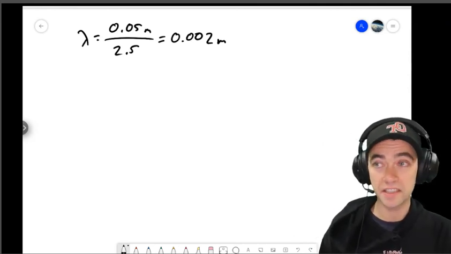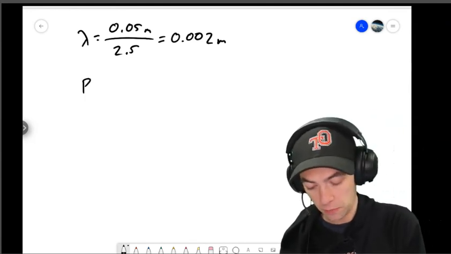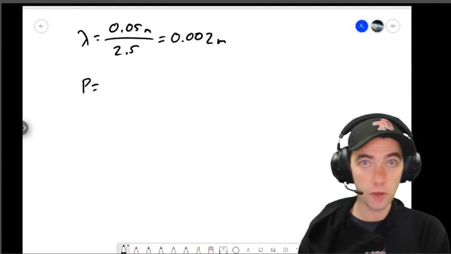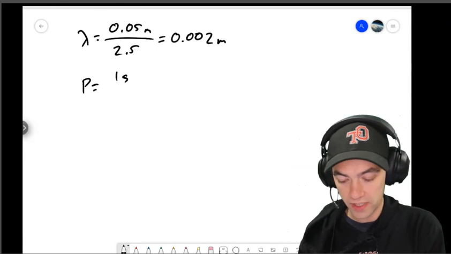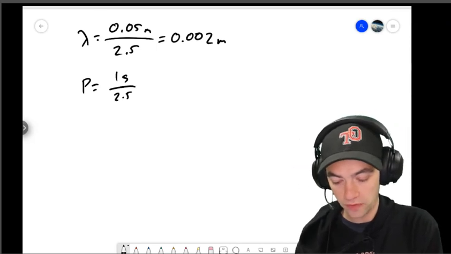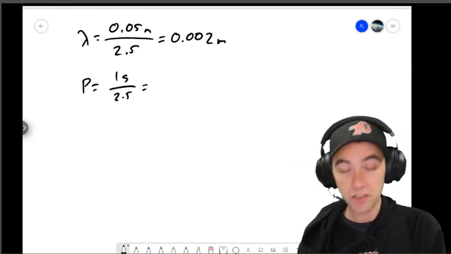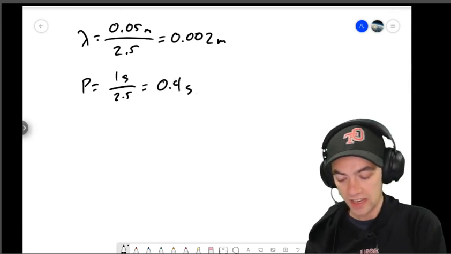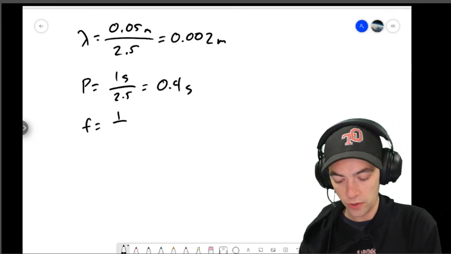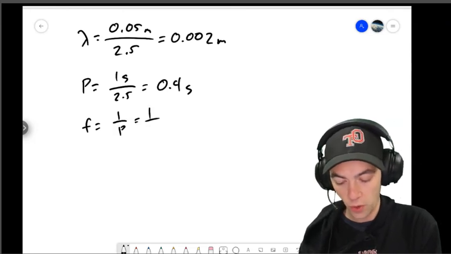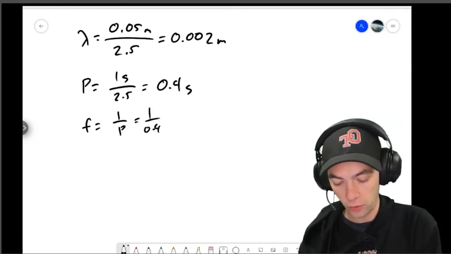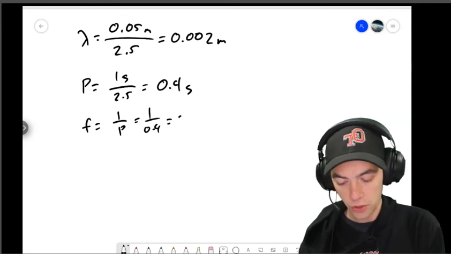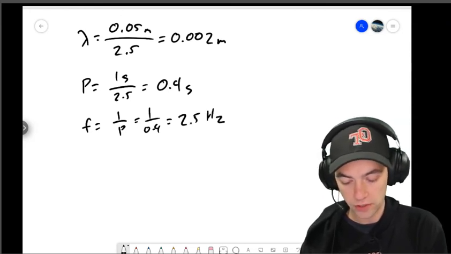The next thing is asking for period. And remember, period is time. So now if we go back to the diagram, we can see that over 1 second, we are producing 2.5 waves, which means our period is equal to 0.4 seconds. Now, frequency is always 1 over period. So this is 1 over 0.4, which is equal to 2.5 hertz.